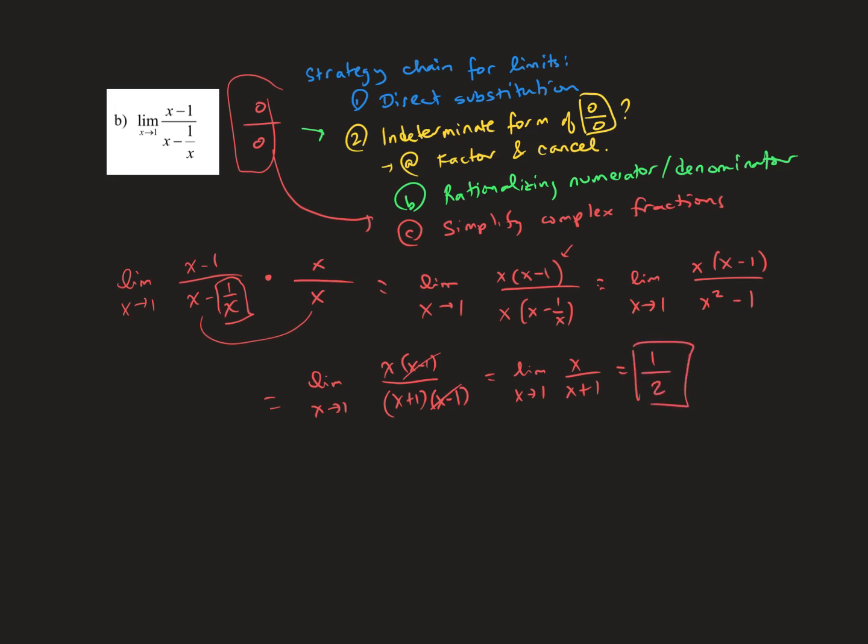So whenever you have a complex fraction, which is a fraction inside of a fraction, look at the denominators of the inside fractions, the ones that are inside the complex fraction. Get a common denominator if necessary, then multiply top and bottom to get rid of that, and then follow any strategy that you have that emerges.